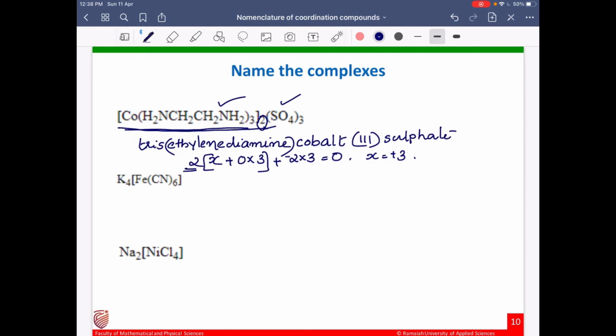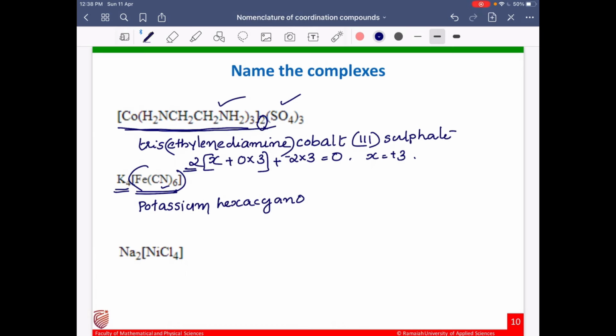Next is K4[Fe(CN)6]. Here the complex ion is an anion, and this is the counter ion, which is a cation. So we have to write the cation first. We should start with the cation, which is potassium. Now we have to write the name of the complex ion, which is an anion here. In an anion or cation, first we have to name the ligands. How many ligands are there? Only one type of ligand, that is cyano. How many? 6. So if it is 6, we will use hexacyano.